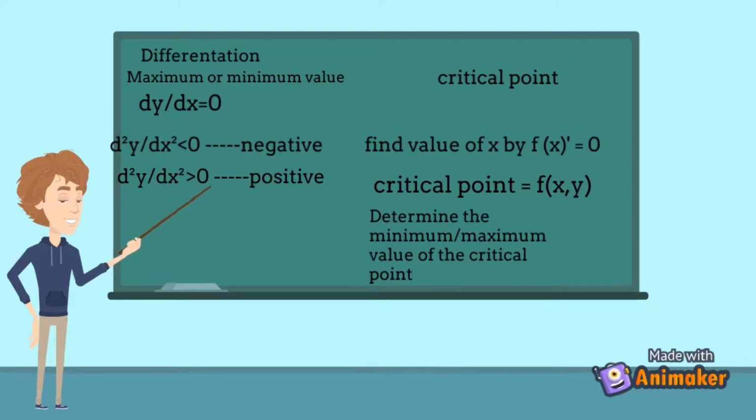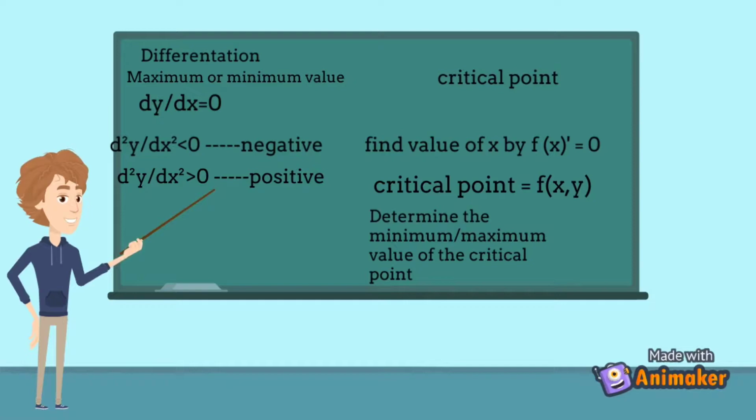The next topic is application of differentiation. We choose the subtopic maximum or minimum value and critical point. Maximum or minimum value occurs when dy/dx equals 0. How to determine whether it is a maximum or minimum value? Find the second order derivative and check the answer. Maximum if d²y/dx² is lower than 0, this is negative. After that, minimum if d²y/dx² is bigger than 0, this is positive.